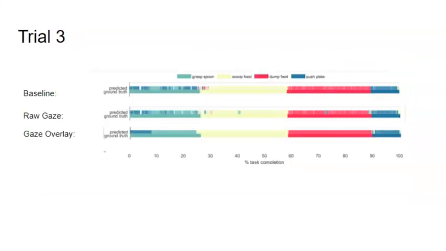These timelines of the results for the baseline, raw gaze, and gaze overlay for trial 3 show specifically where the accuracy was improved when eye gaze was added. The baseline model especially struggled to classify the first subtask, grasp spoon, shown here. The results of the gaze overlay approach at the bottom, however, show significant improvements for the classification of grasp spoon. We suspect that the baseline model did not perform as well in trial 3 because it was one of only 2 trials that began with the grasp spoon subtask.